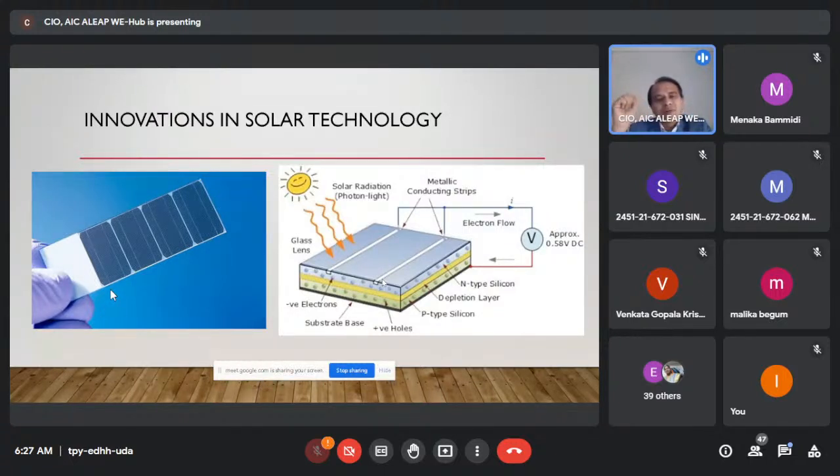The fundamental principle is just like a PN junction diode. The movement of the holes and electrons gives the mobility of the electricity, the generation of electricity through sun rays. So that's the same principle as a PV photovoltaic cell.